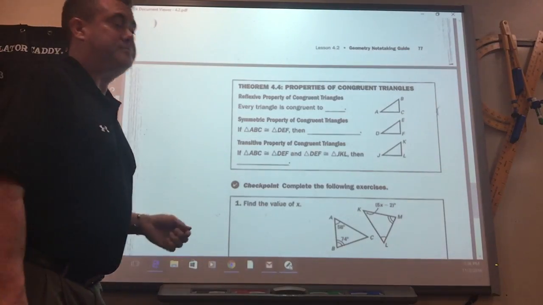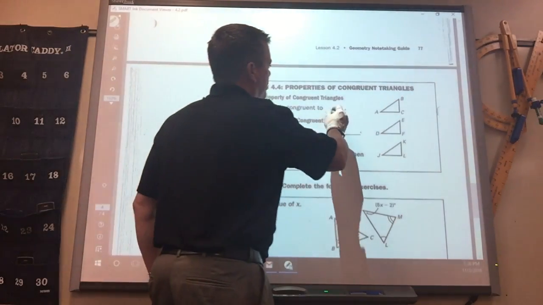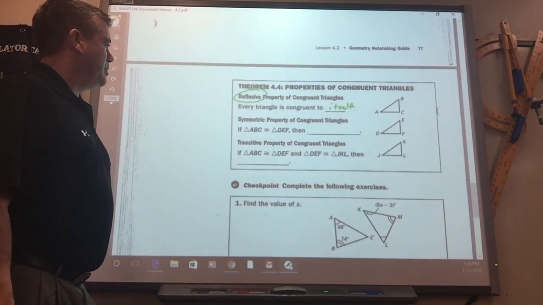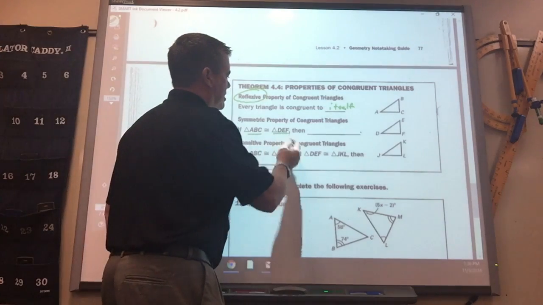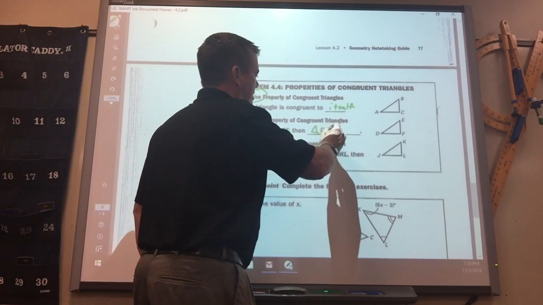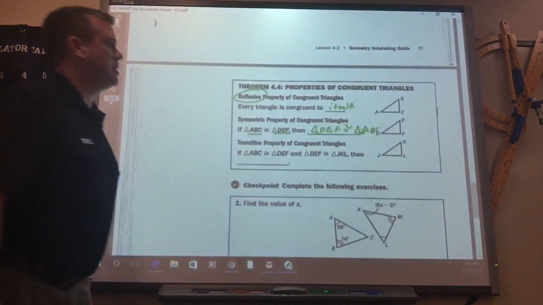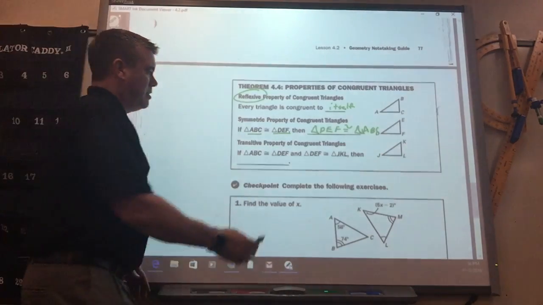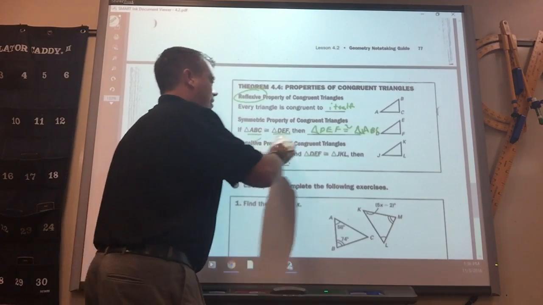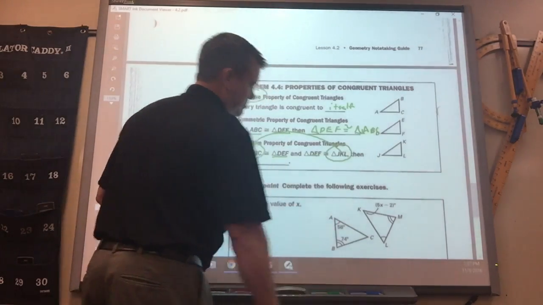So in triangles, reflexive, every triangle is congruent to itself, obviously. Symmetric is if you've got 2 triangles that are congruent, you can just switch the order. If ABC is congruent to DEF, DEF is congruent to ABC. All that means is it doesn't matter which order you write them in. Transitive, if ABC is congruent to DEF and DEF is congruent to JKL, then you know that these 2 triangles have to be congruent to each other.